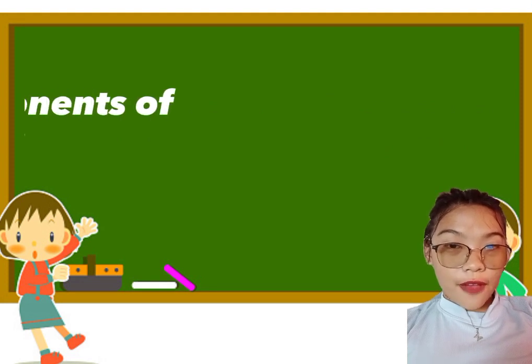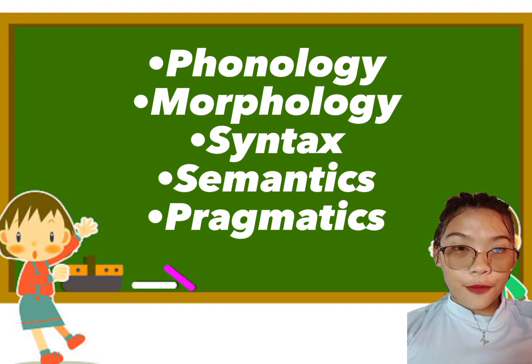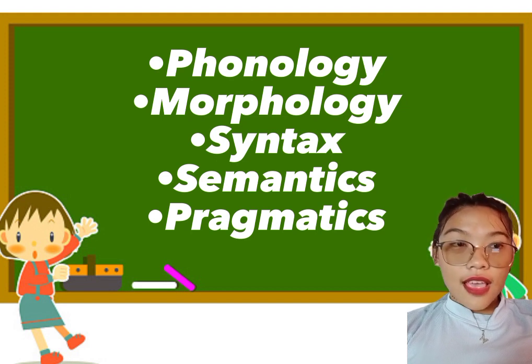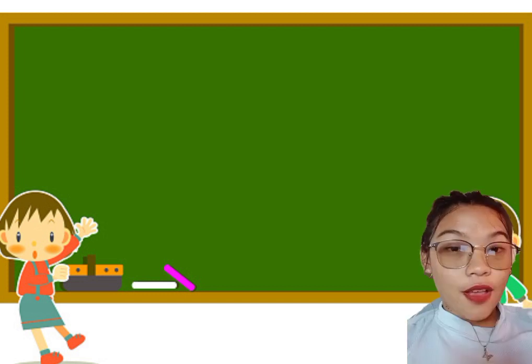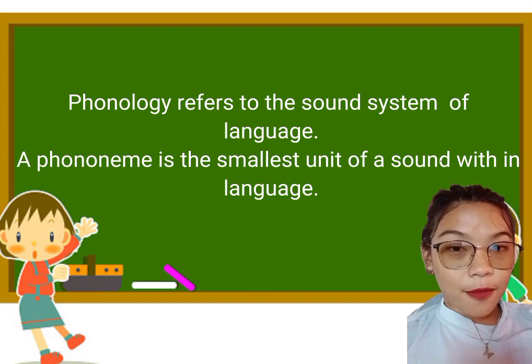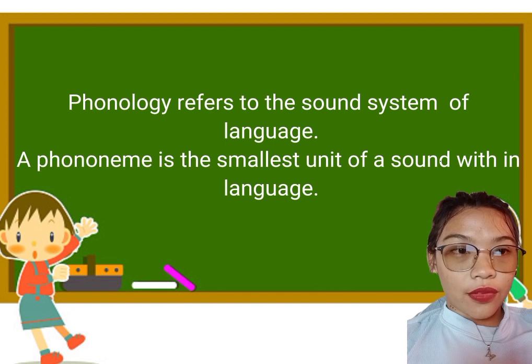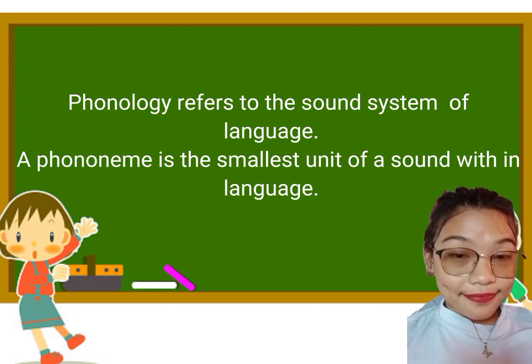There are 5 components of language: the phonology, morphology, syntax, semantics, and pragmatics. Phonology. Phonology refers to the sound system of language. A phoneme is the smallest unit of sound within a language.